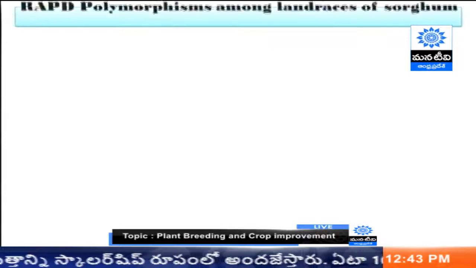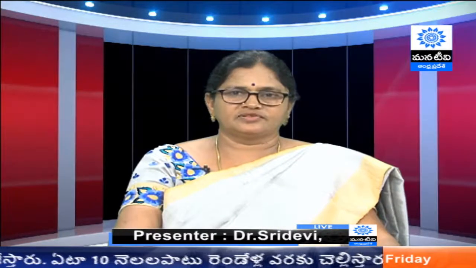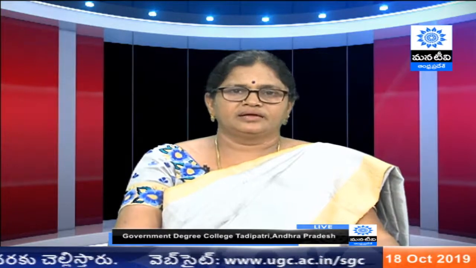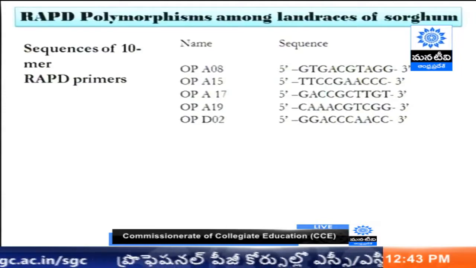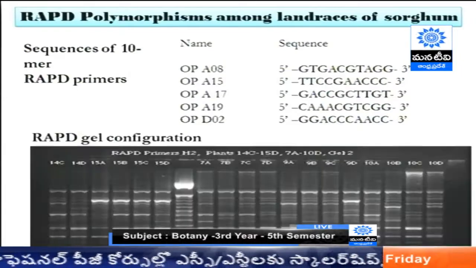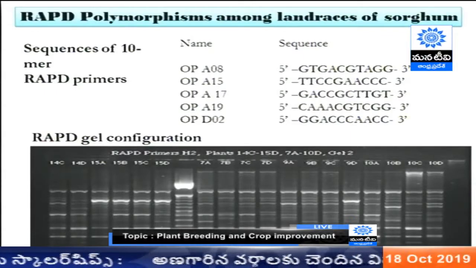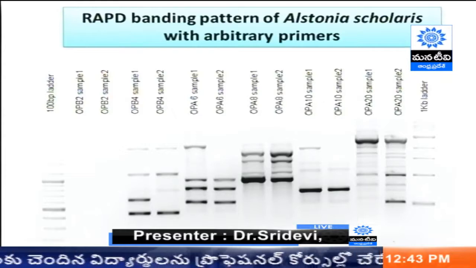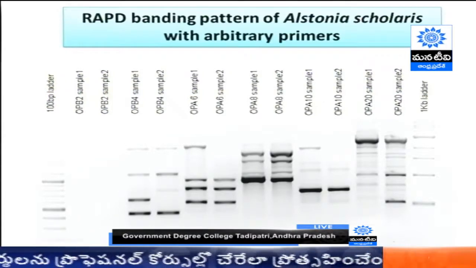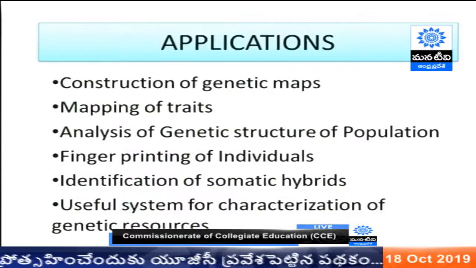So, this is the technique. Here is RAPD polymorphism among the land races of sorghum. These are some of the RAPD primers having the 10 base sequence, and this is the gel configuration on agarose gels. This is a RAPD banding pattern compared with ladders taken from lambda DNA.